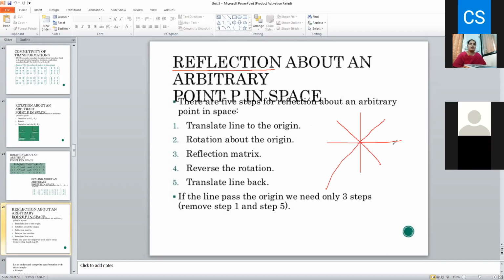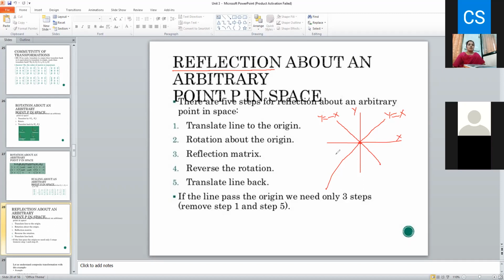So we have studied the reflection in 4 cases: reflection about the x-axis, reflection about the y-axis, reflection about y equal to x, and reflection about y equal to minus x. We have studied these 4 kinds of reflection, and we have seen the T matrix. Now, what is the common thing in all those 4 axes? The origin, because every axis is passing through the origin.